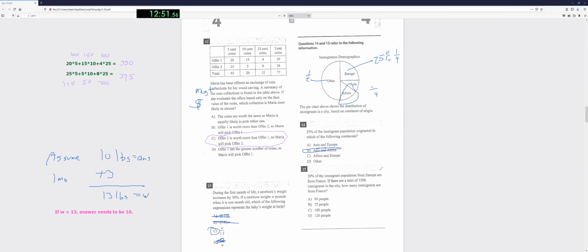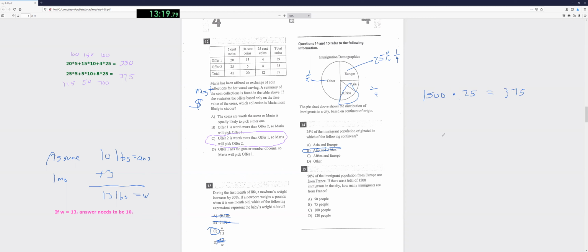20% of the population from Europe are from France. Should that be is? Isn't population a singular verb? If there are a total of 1,500 immigrants in the city, how many immigrants are from France? All right, so first of all, there are 1,500 total, and we need to say times 0.25 or times 1/4 to get the number that are from Europe. That's, I believe, 375, yes.